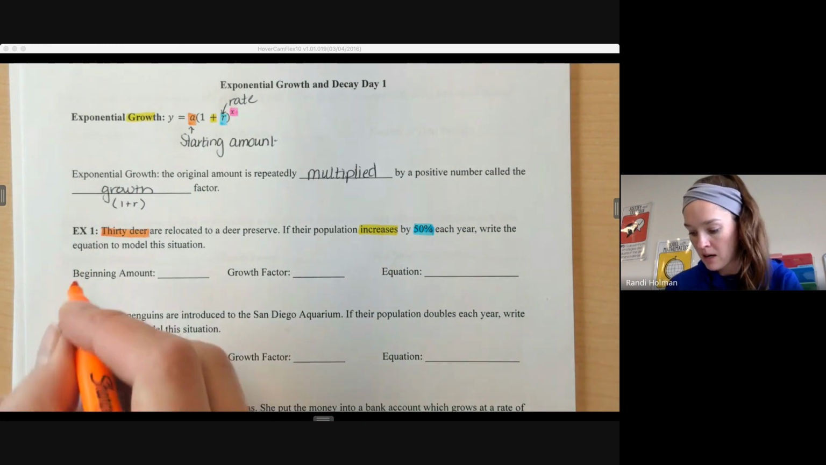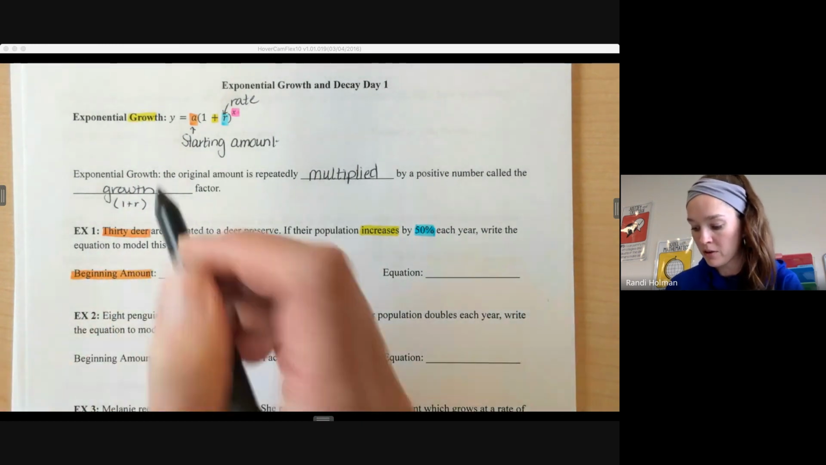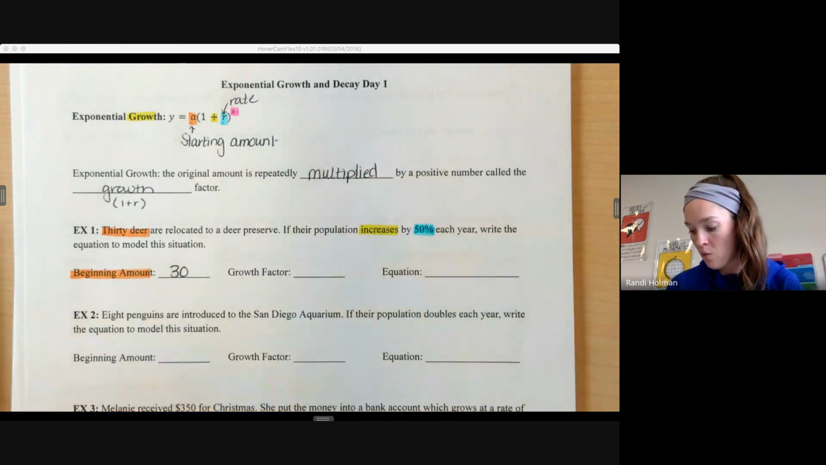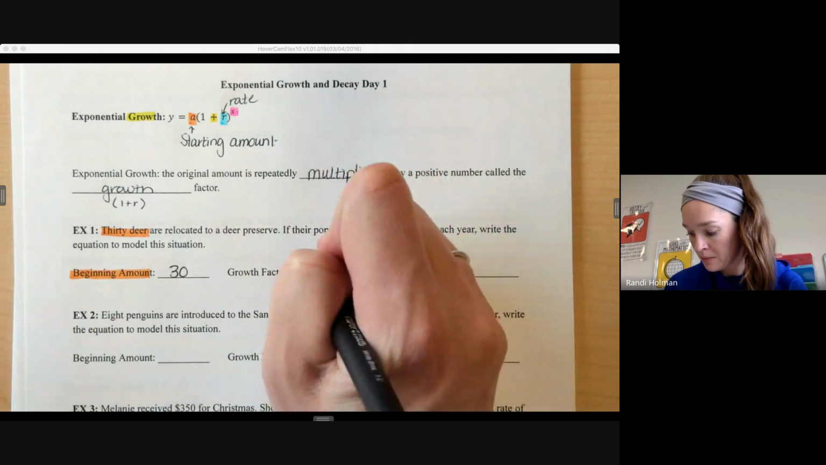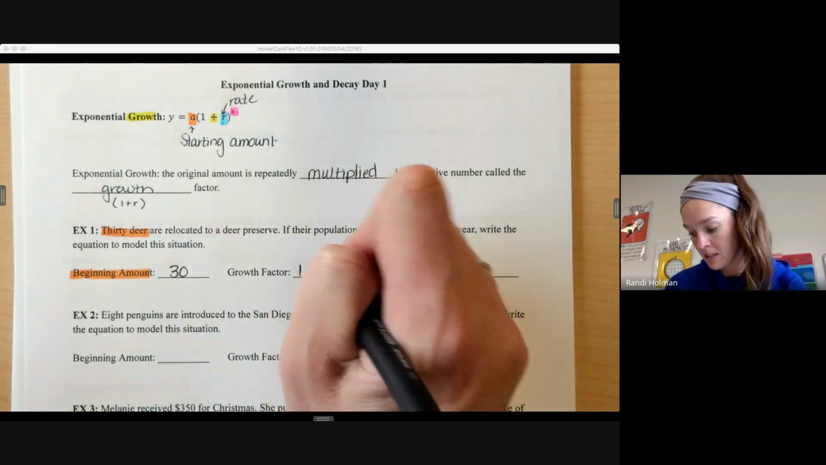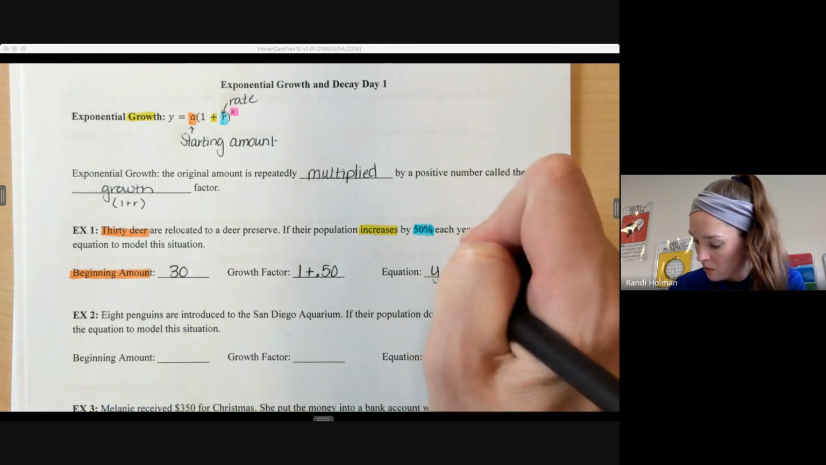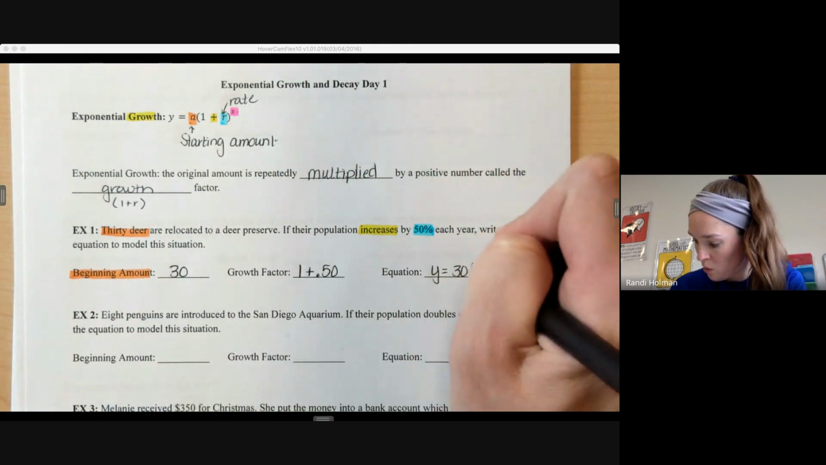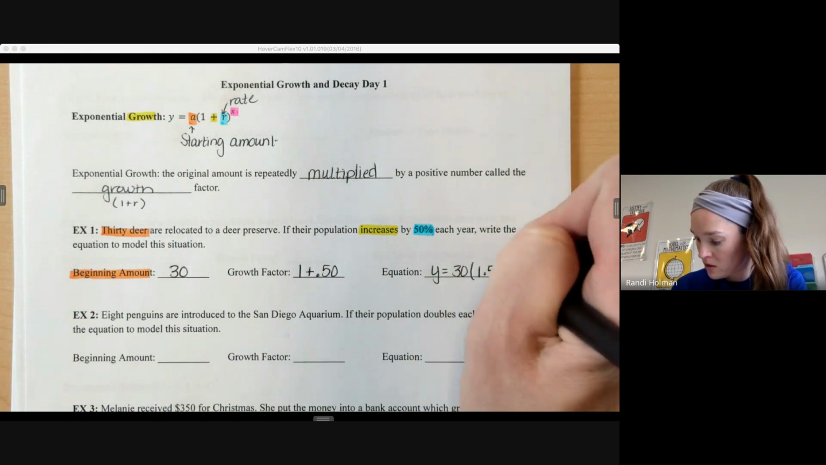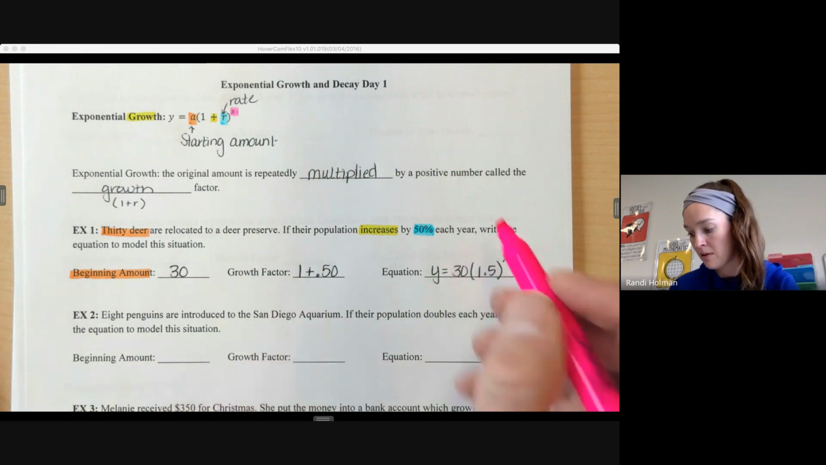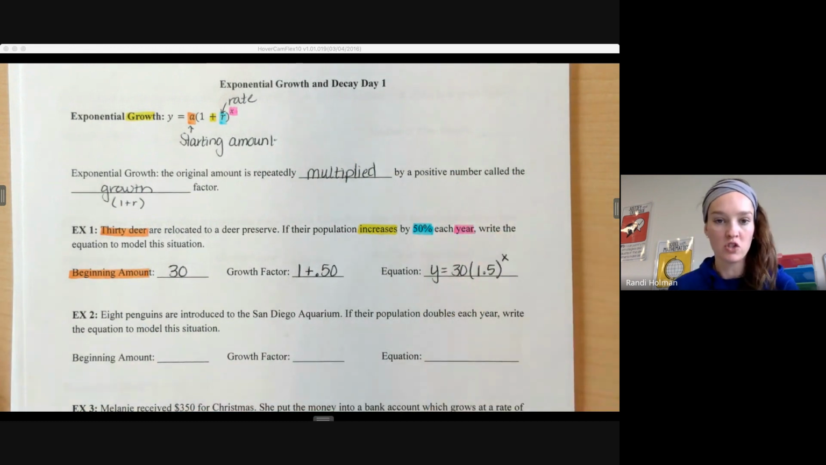So our beginning amount here is we have 30 deer to start. Our growth factor is that 1 plus R, so 1 plus 50%, but 50% as a decimal. So our equation then is going to be y equals 30 times 1.5 to the x. And x here then is number of years, because that's when it is changing each year. So we're just taking those pieces and putting them together to make ourselves an equation.